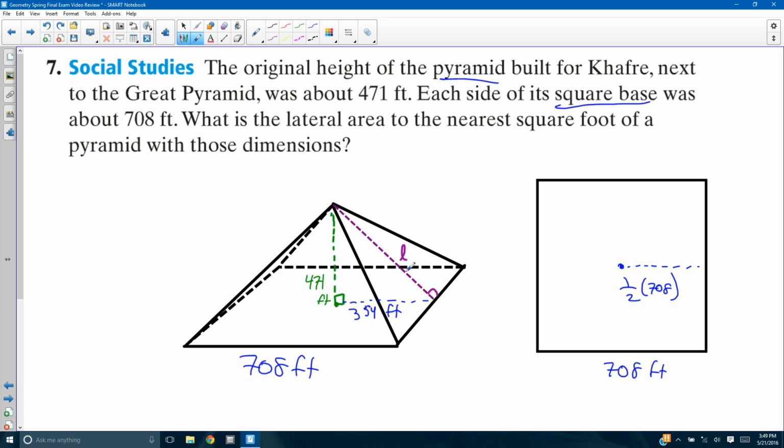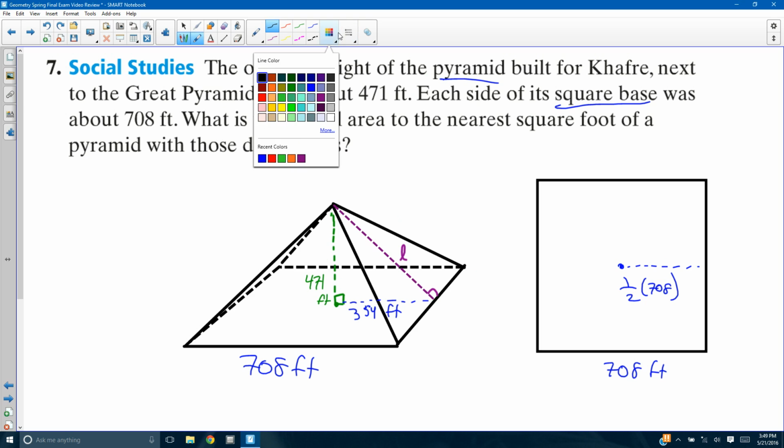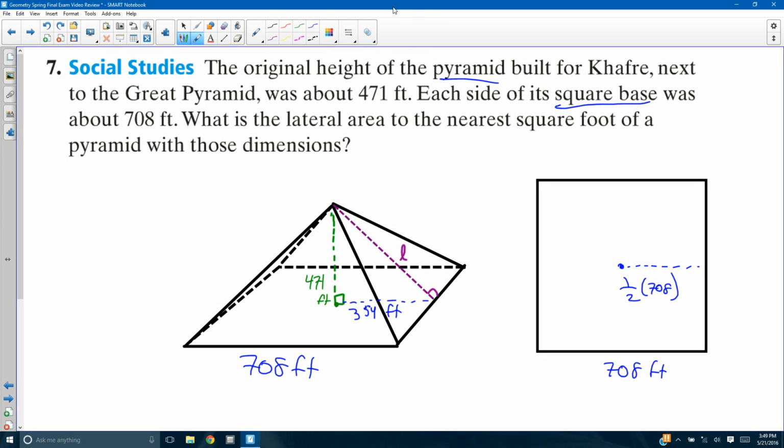Now, these are weird numbers. I wonder what L is going to be. I don't know if it's going to be an integer or not. They do say to the nearest square foot, so I'm guessing we're going to get some decimal practice here. So how do we find it? Oh, Pythagorean theorem. L is the hypotenuse of these two legs: 471 squared plus 354 squared equals L squared.